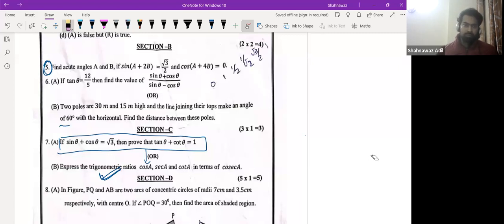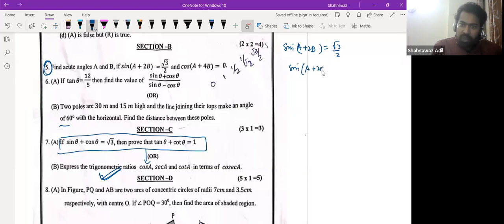I got 15 degrees as A, but I'm confused with B. Okay, let us solve this step by step. Sine of (A plus 2B) is root 3 by 2. At what angle is sine root 3 by 2? So this is sine 60. If the two sides are equal, then A plus 2B is 60. This is a linear equation, something like x plus 2y is 60.